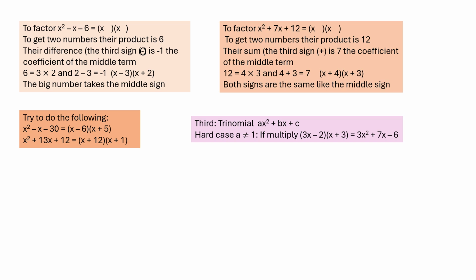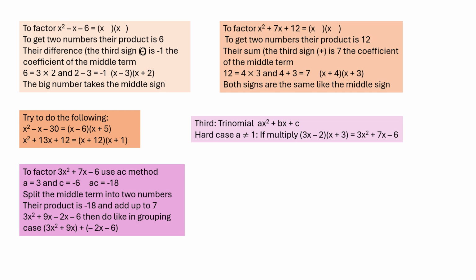The third is a trinomial also, but it is a hard case, when a is not equal to 1. So when you multiply 3x minus 2 times x plus 3, you will get this expression to the right, 3x squared plus 7x minus 6.